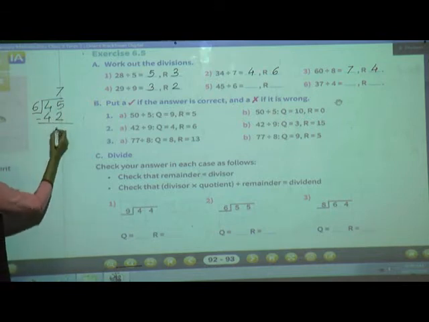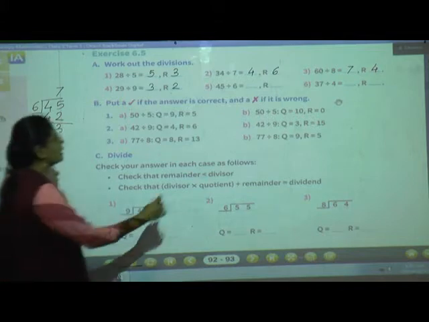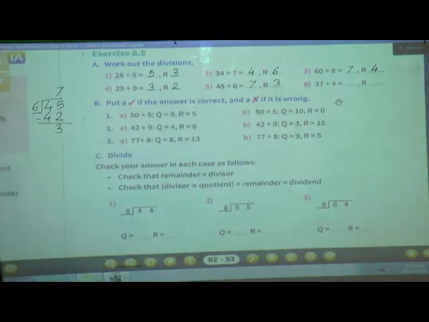Now do the subtraction. 45 minus 42. 3 will remain. So what is the quotient? 7 is the quotient and 3 is the remainder. So write here 7 and 3.